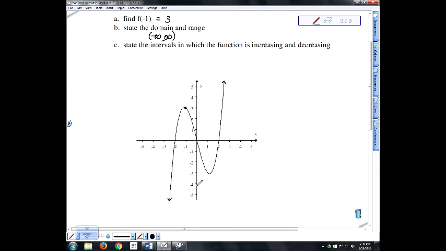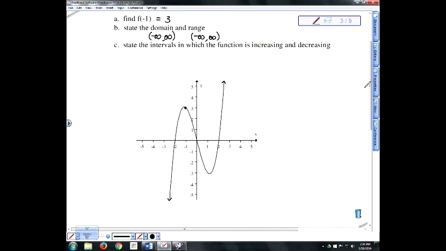Similarly for the y-axis, any number I choose on the y-axis, no matter how high or how low on the y-axis, is going to have a point corresponding to it on the graph. So the range is also all real numbers.